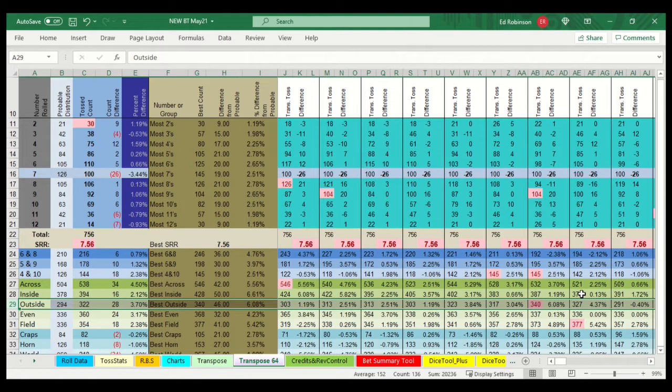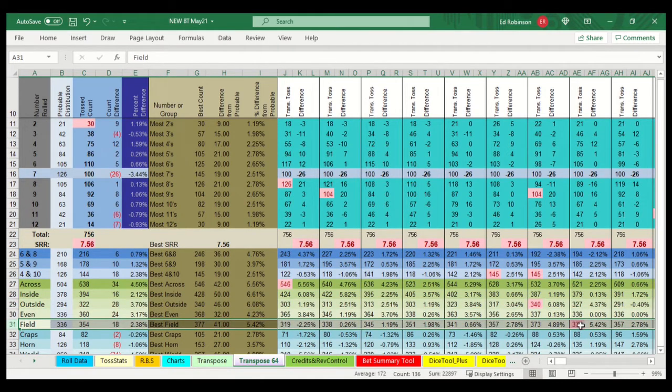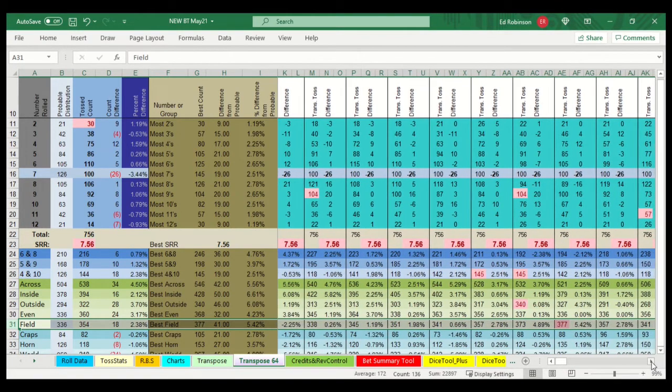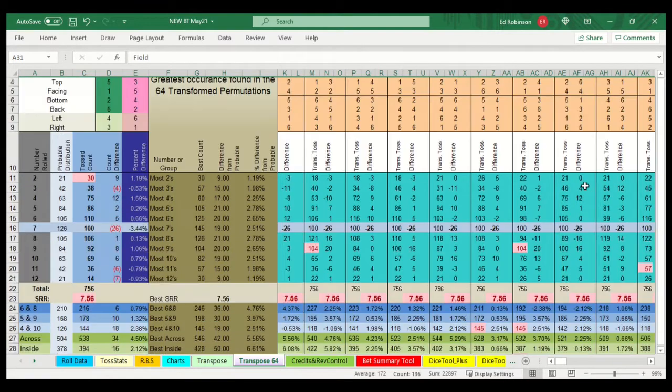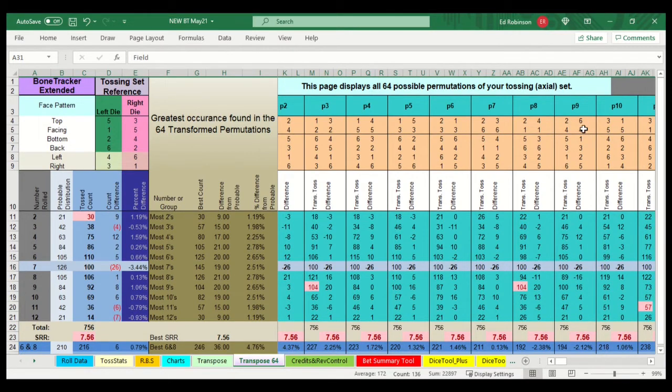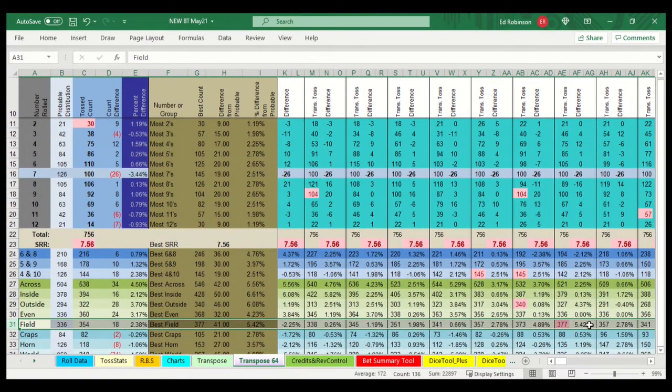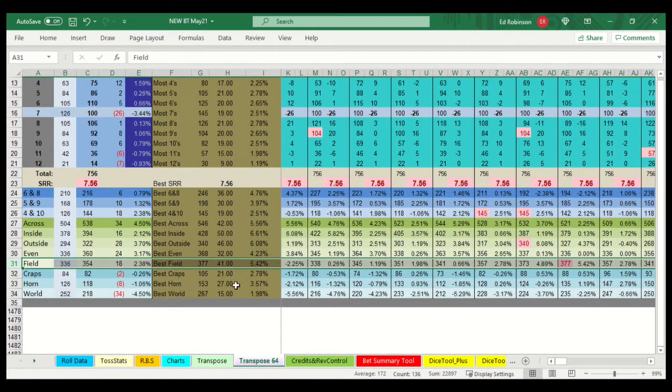Fours, fives, nines, and tens. It's a good thing to know if you're going to bet that way. If I wanted to do a field progression, I might consider this one. It gives me 377 field numbers. 377 divided by 756 is 49.8%. So almost 50%. Of this particular dice set, this 2464, gives me a field number. Now, it's not high in craps per se, it's not high in horn numbers, but it's a lot of field numbers.